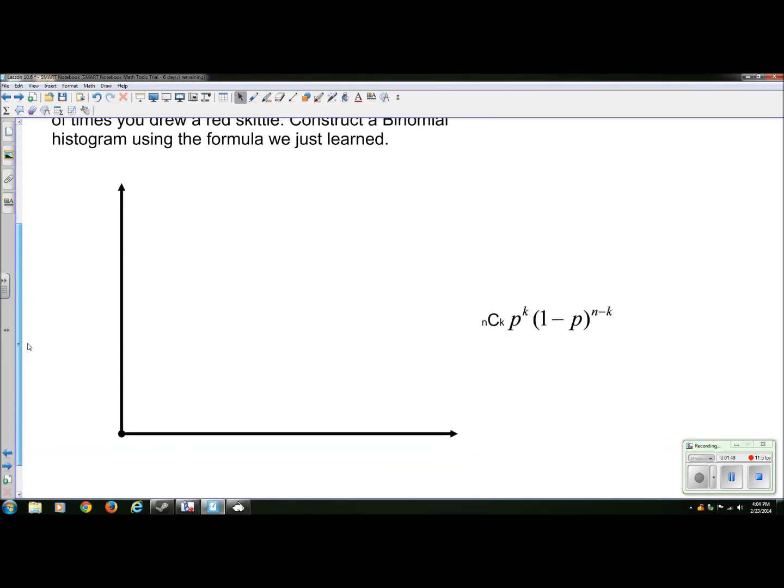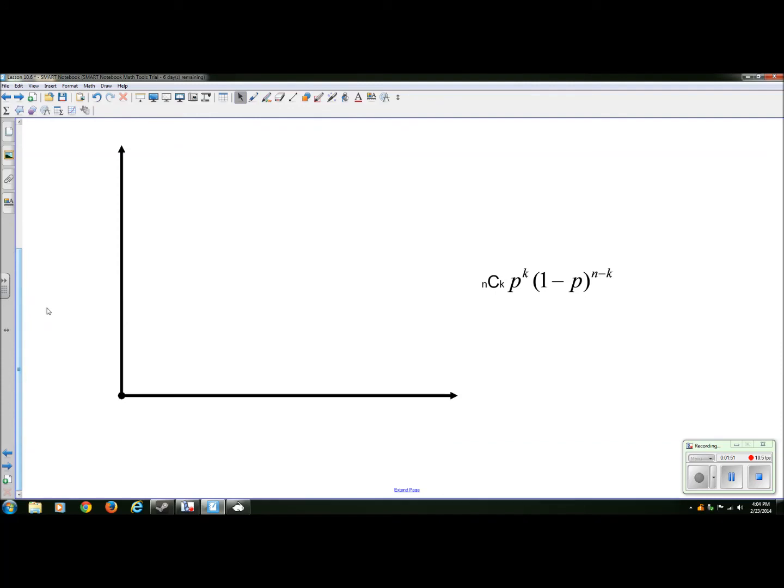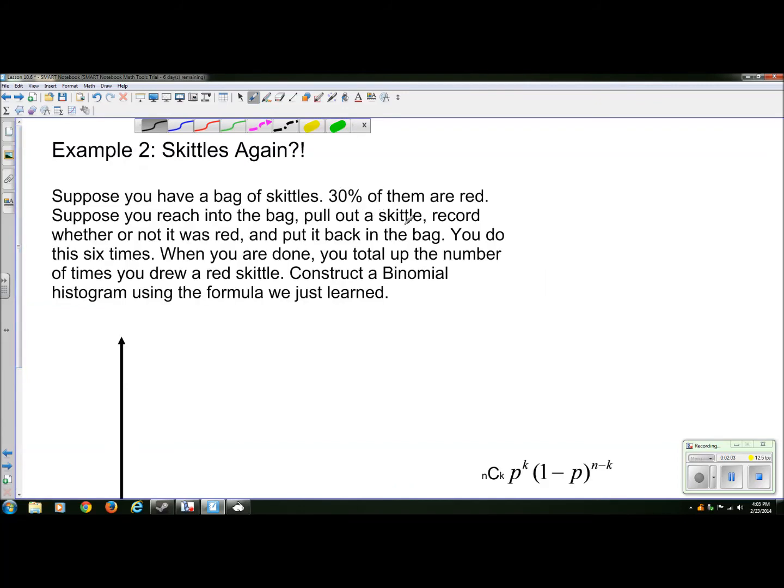Okay. So let's actually try to construct this. Well, alright. So here's the thing we need to know. What is P? P is the probability of drawing a red Skittle. What do we know about the Skittles? 30% of them are red. So what does P mean? P is going to be equal to 0.3, which is the same as 30%.